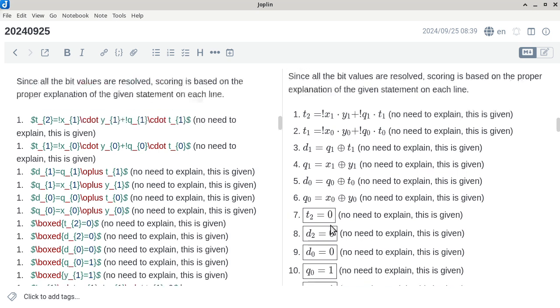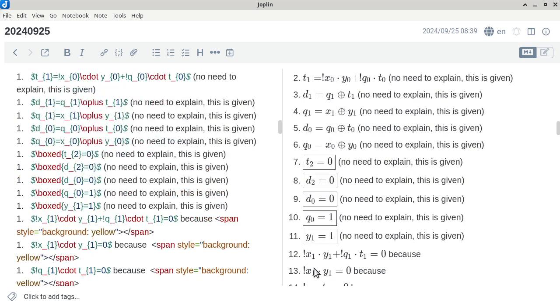All right, so with that said, we are going to look at number 12 and ask, how can we tell that the negation of x1 and y1, or the negation of q1 and t1, is going to be false? So one thing I hope you guys can do already is to look at the left-hand side of the equality and recognize that's t2. This is t2 right here. So how do we know t2 has to be a zero? That's basically what the question is asking.